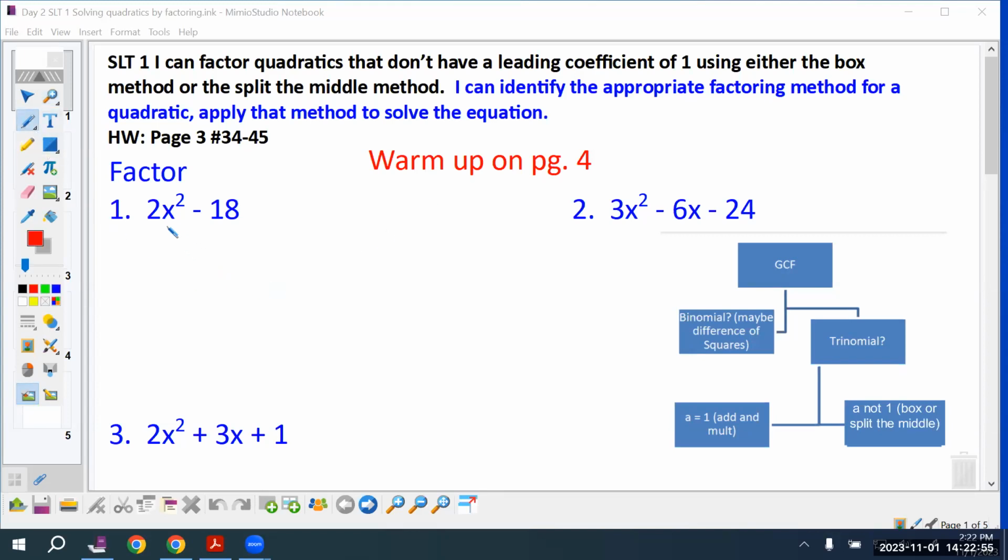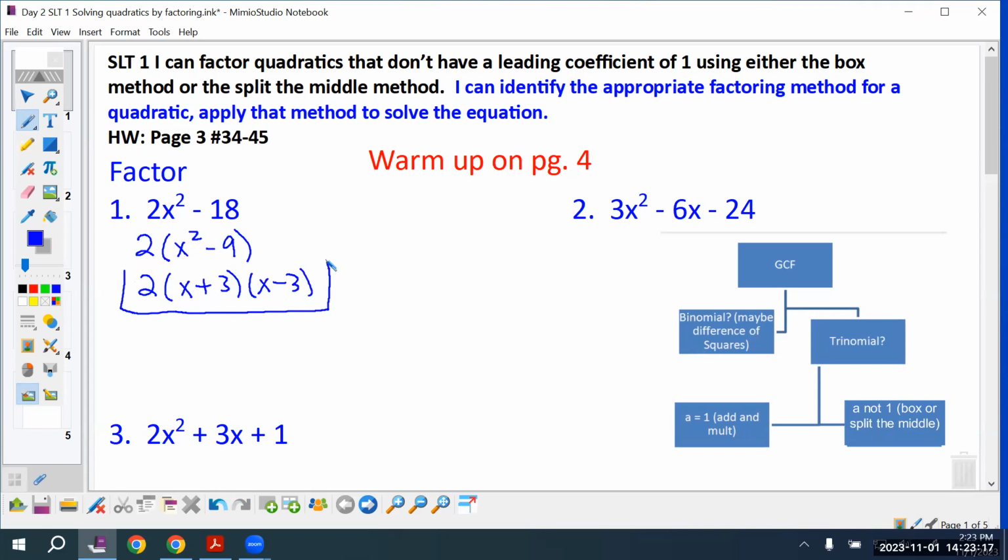Okay, you should have worked on problem 1 on your own. For problem 1, I noticed that we have 2x squared and 18, and we can take out a 2. So we're going to go 2, and then we're left with x squared minus 9. And x squared minus 9 can factor to x plus 3, x minus 3, using the difference of two perfect squares. So that is our factoring for number 1.